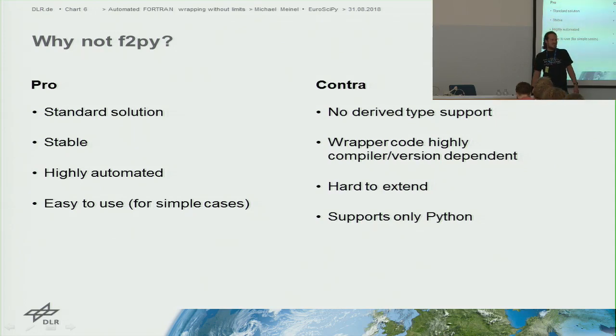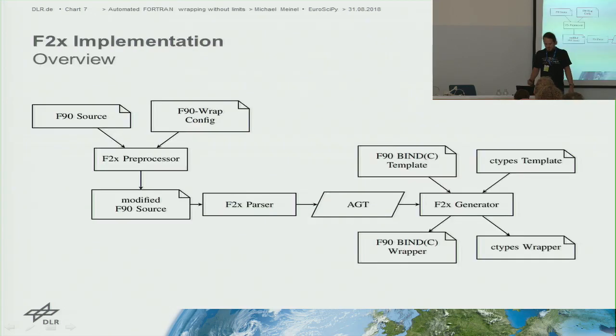And then there was another thing, F2Py is only supporting Python as target language. But in the beginning of the project, there was also the idea to wrap this Fortran code to C#, to Java, and to other languages, which are all in use in different projects at the German Space Operations Center. Yeah. So in the end, I started writing a new Fortran wrapper, and it pretty much looks like this.